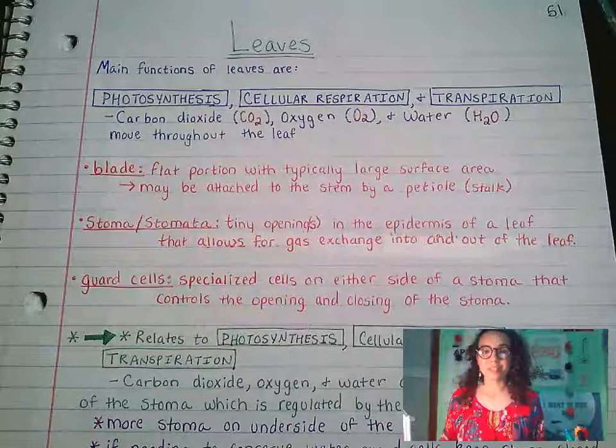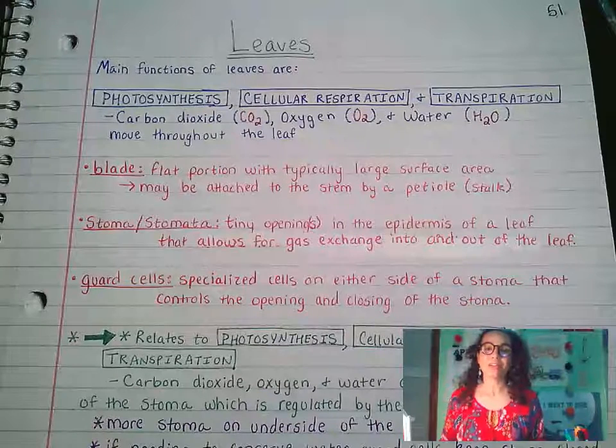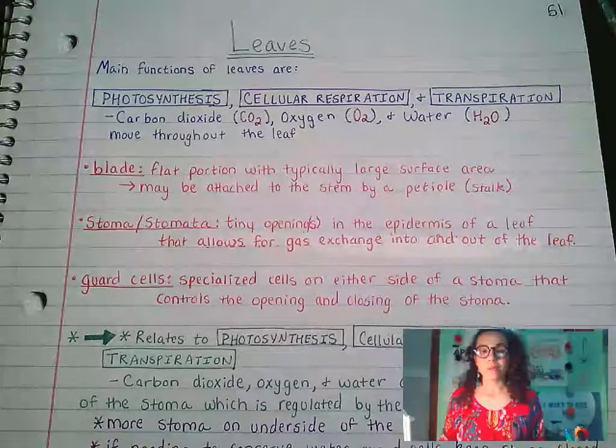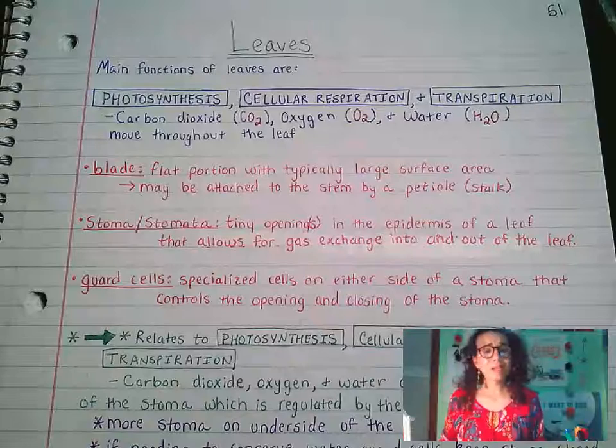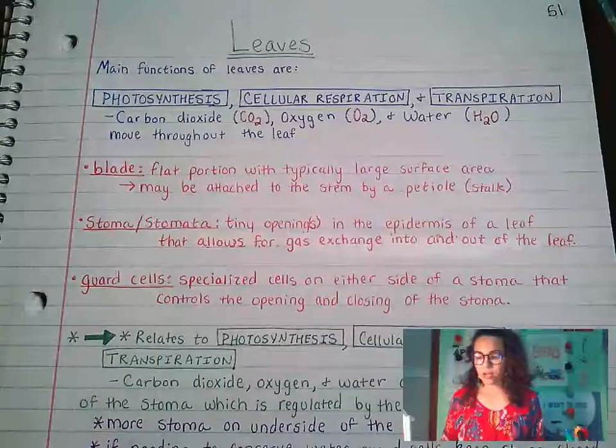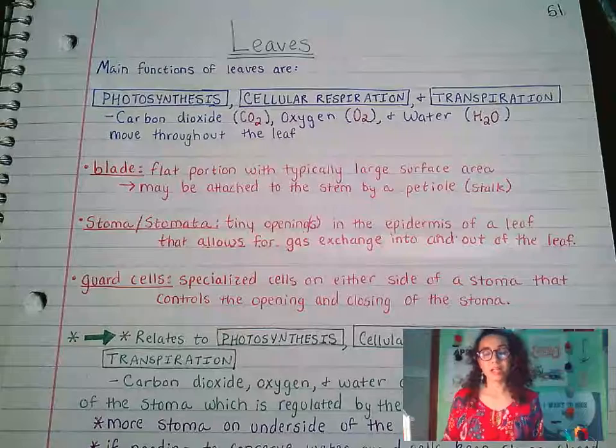So we just went over our three types of plant tissues, our dermal, ground, and vascular. Now we're moving on to leaves. So this is where transpiration is going to happen. All right, so we've all seen a plant. We all know what leaves look like.